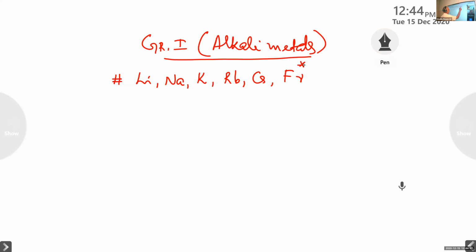This is a radioactive element. Not only radioactive, it is a missing element also. That is a radioactive element. It is a missing element.